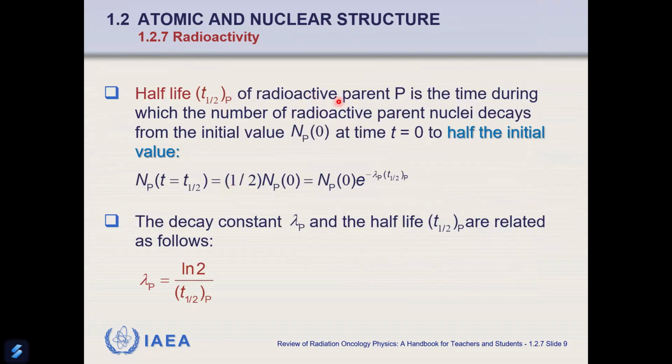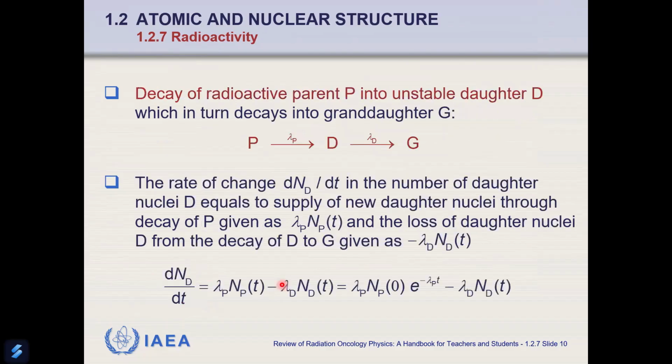I've already defined this. The half-life is the time for the number of nuclei to decay to half the initial value. Remember, you have to start at t equals 0, from the initial value. And you can relate the half-life to the decay constant through this equation. Basically the half-life is ln 2 over lambda, or lambda is equal to ln 2 over half-life. Again, these are basic equations, and I'm not going to be wasting too much time on these things.